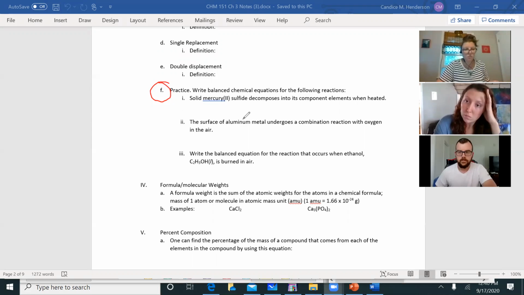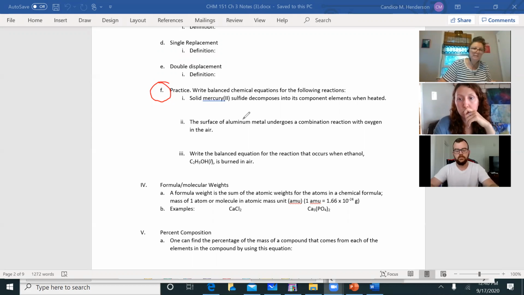It does require you to use some of your nomenclature stuff from the last chapter, which nomenclature is not going to go away. So just keep practicing it.